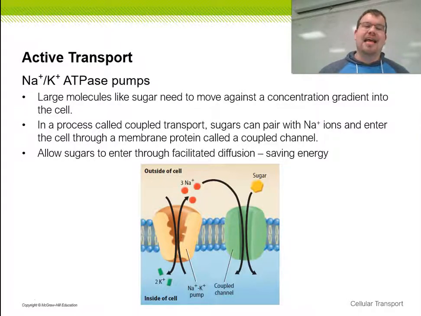This is why this ATPase pump is so cleverly designed and so important to us. We're getting an energy source in, and no energy is being used.